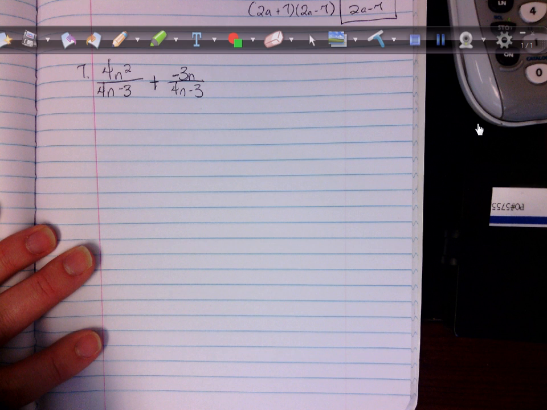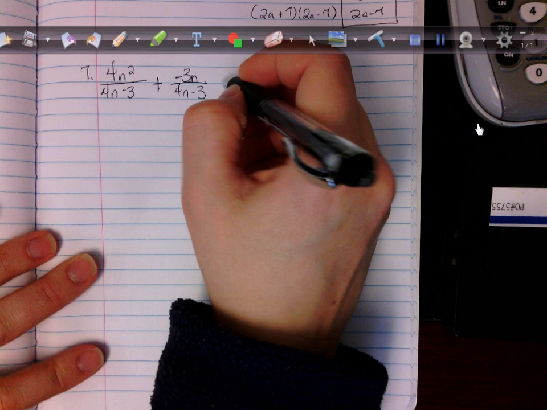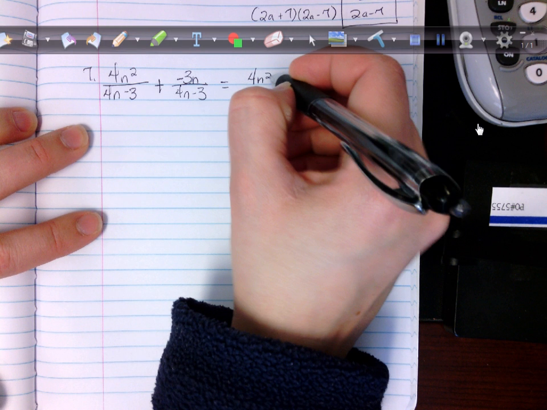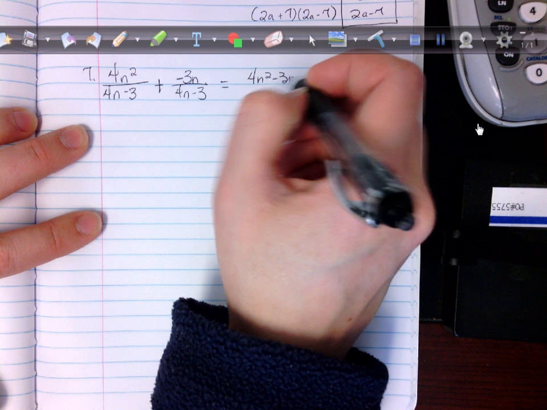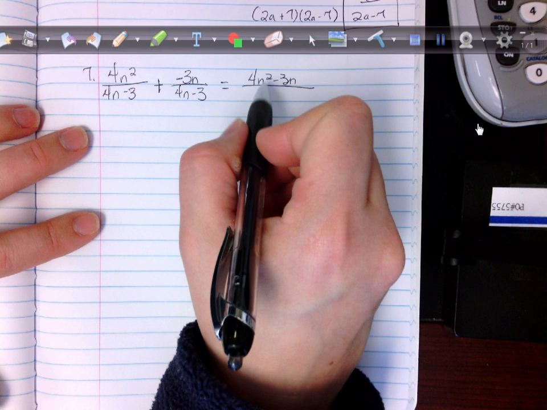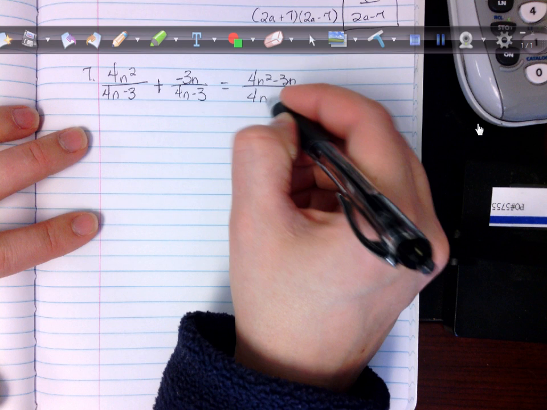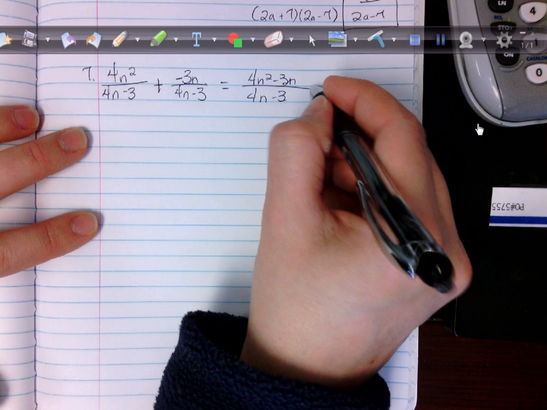So here, I'm going to go ahead and combine 4n squared minus 3n. Those are not like terms, so I'm simply going to write that as 4n squared minus 3n. There's nothing else I can do. I cannot add or subtract when my terms are not alike, and because of the squared on the end, they are not like terms. I'm going to go ahead and bring over my denominator, which is 4n minus 3, and then I'm going to look at factoring.